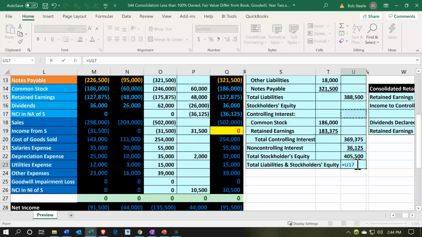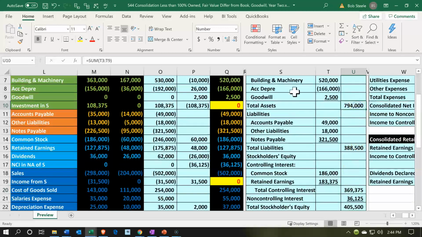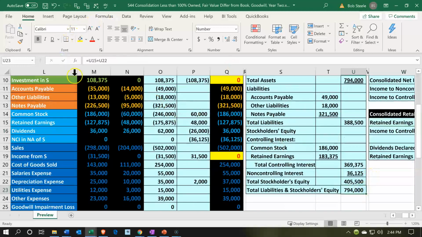So this is going to be the liabilities plus the equity. That's the 7094, which matches the 7094 up there. So that looks good. So I'm going to underline this, double underline. We'll double underline this. We'll put a single underline here, and that looks good.